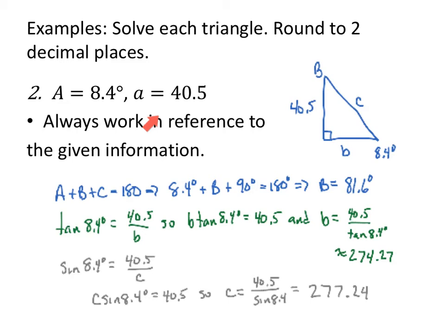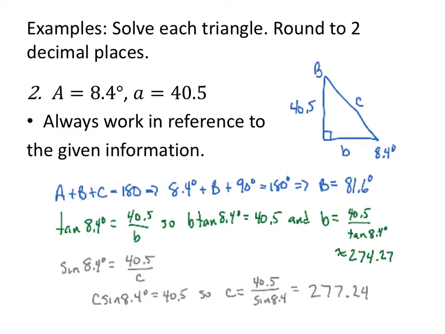Alright, this time I'm given A is 8.4 degrees and side little a is 40.5. Always work in reference to the given information. So this time I do the angle first. I know that 8.4 plus angle B plus 90 must be 180. Therefore, angle B is 81.6 degrees.